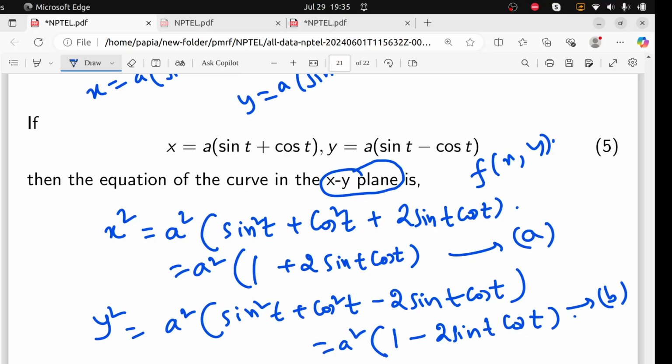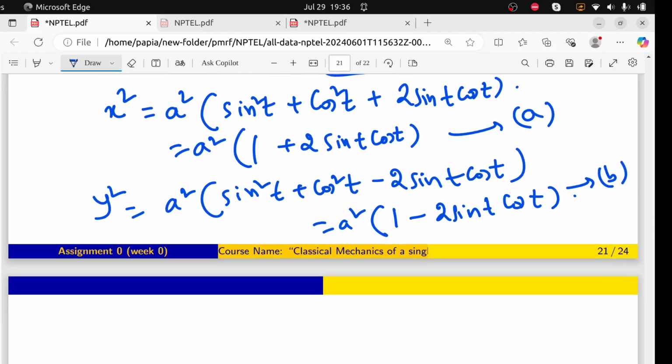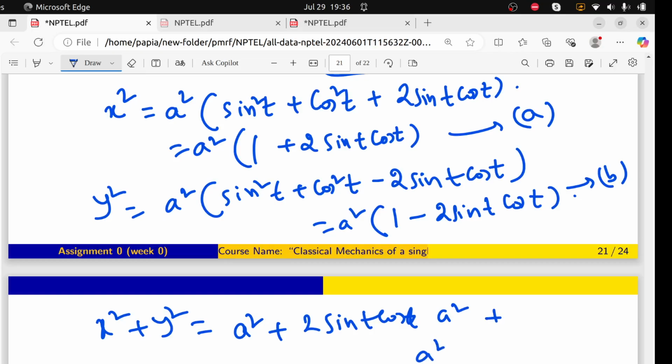But my aim is to eliminate the sin t cos t terms because I don't want t. In the question it is mentioned that I need the equation of the curve in the xy plane, so I need to eliminate the t terms. So how can I do that with the help of equations A and B? Can anyone tell me how to eliminate those t functions from A and B? Adding the two. Yes. So if I simply add, then x square plus y square will be a square plus 2 sin t cos t times a square, plus a square minus 2 sin t cos t times a square.